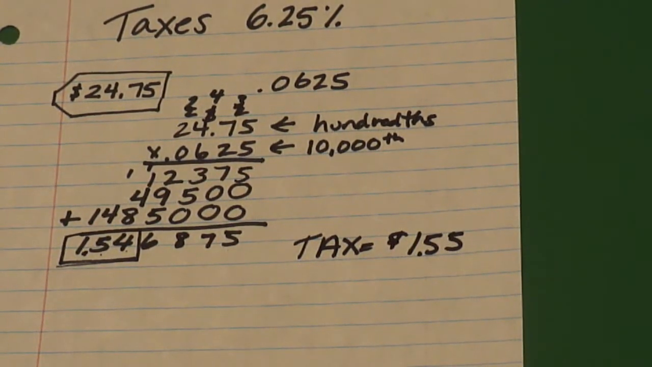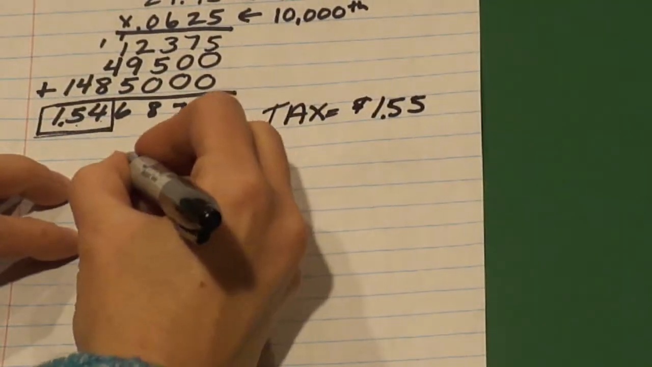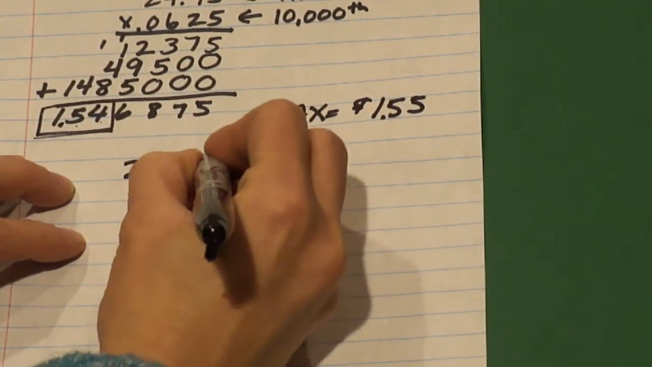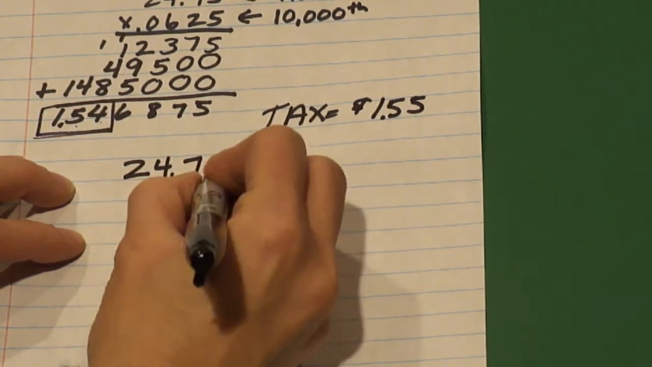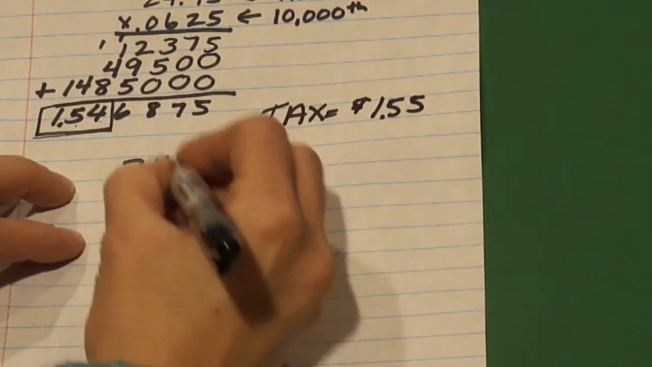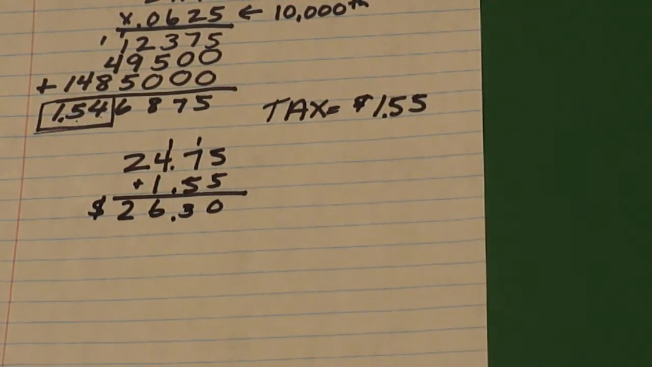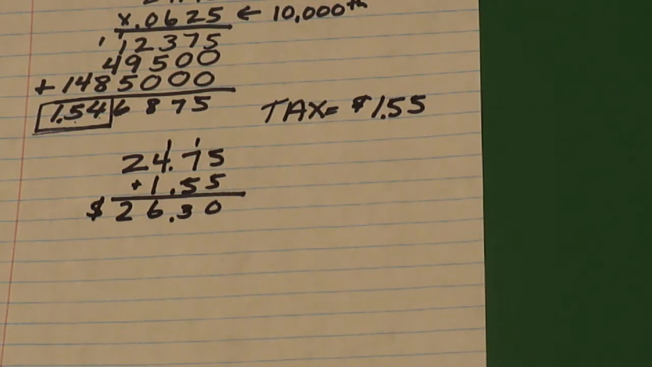What I want to do with this tax now is add it on to the price of the actual item. So the item was $24.75 plus the tax of $1.55. That would give $26.30 total for the tax and the item together.